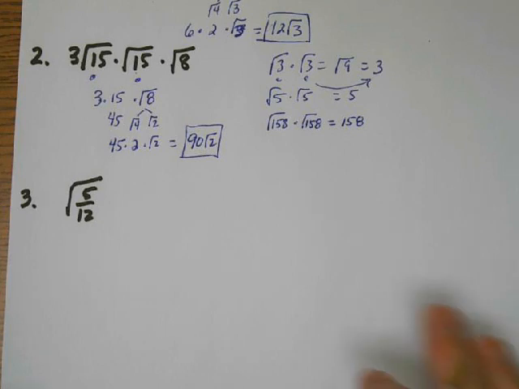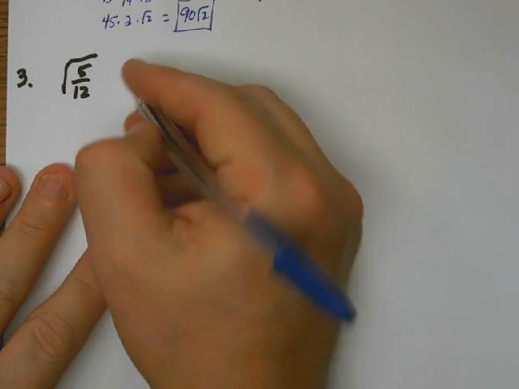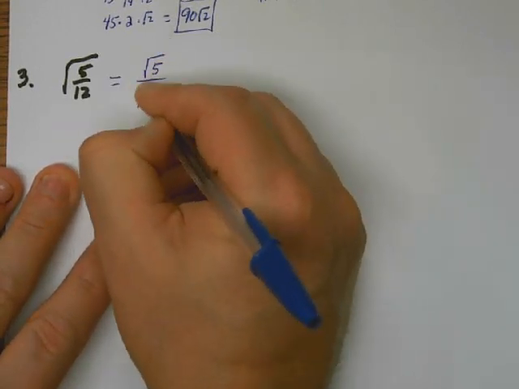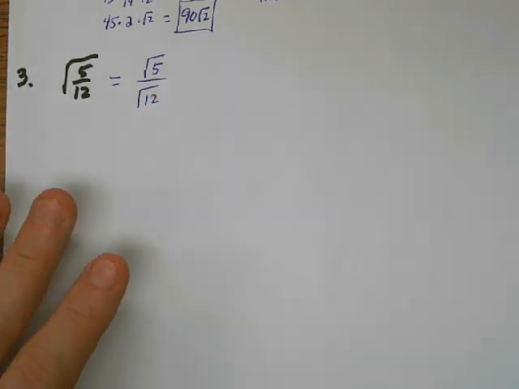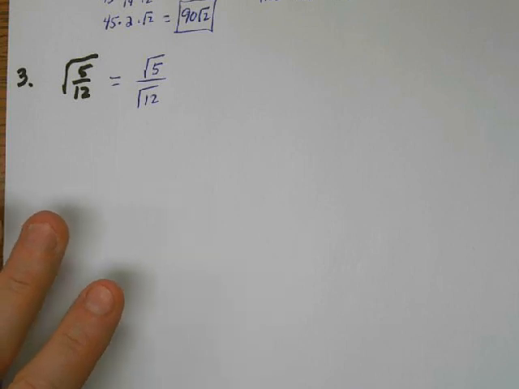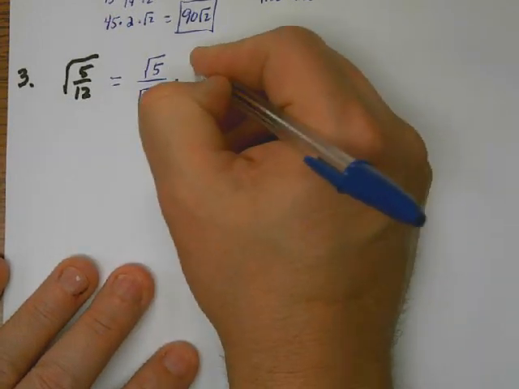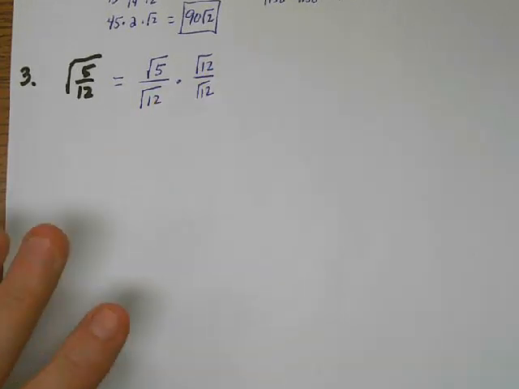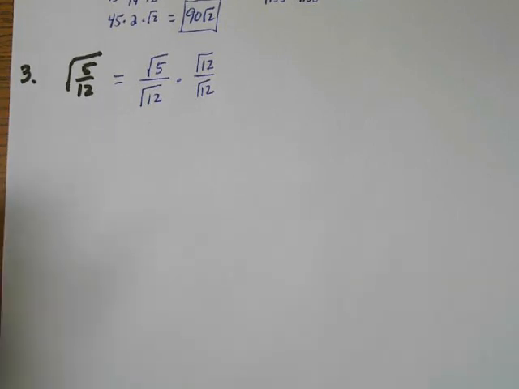All right, let's go to the third one. Separate this into 2 separate fractions, because you can't have a radical underneath a fraction, or a fraction underneath a radical. That is not allowed. So now let's take a look. Oh boy, you can't have a radical in the denominator either. So we have to multiply by 1. I know. That's the square root of 12 over square root of 12. But it's still 1. It's just written weird.